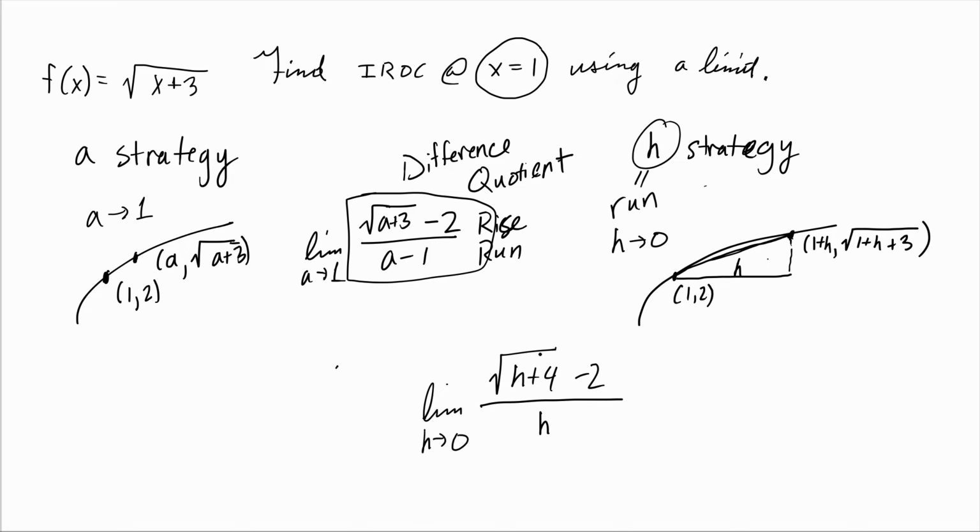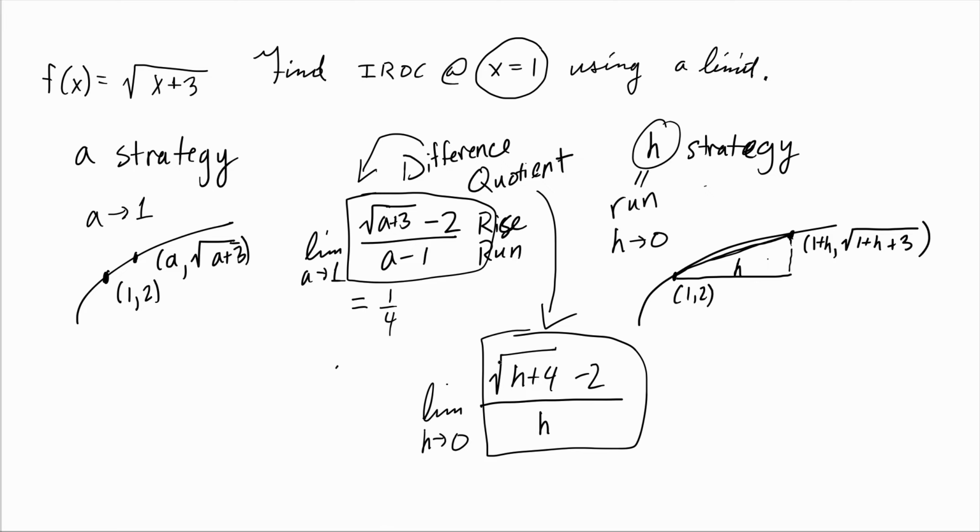So this is another example, a different example of a difference quotient. We have this difference quotient and we have this difference quotient. In the last video, we ran through and saw that this limit was equal to a fourth. This limit will also be equal to a fourth, and we can make the computation in a similar way.